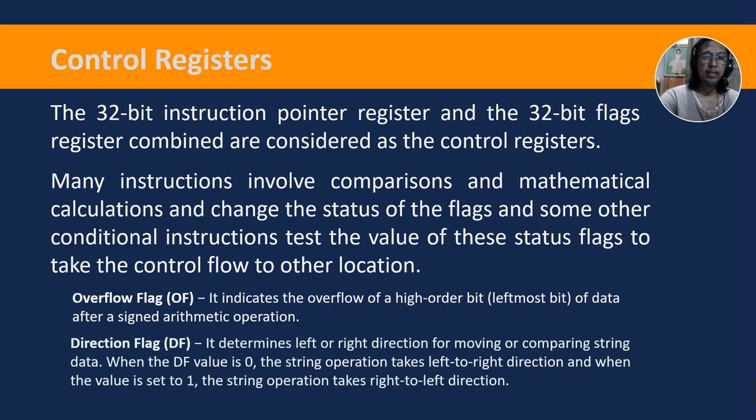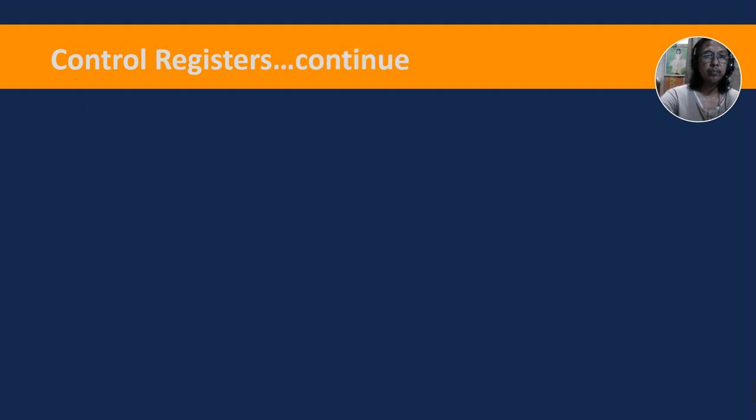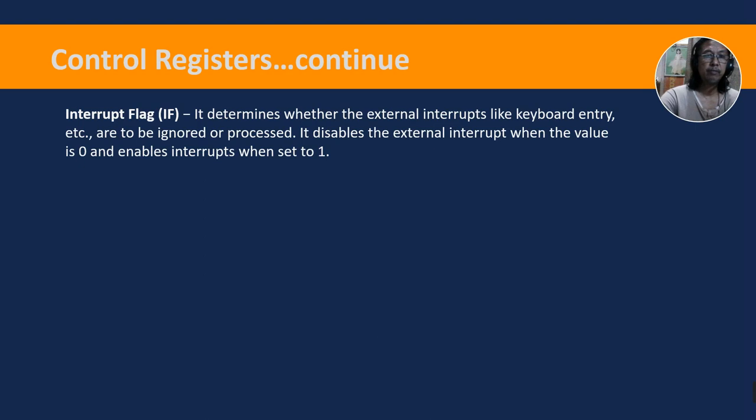You have the direction flag. It determines left or right direction for moving or comparing string data. When the DF value is 0, the string operation takes left-to-right direction, and when the value is set to 1, the string operation takes right-to-left direction. To continue, you have the interrupt flag. It determines whether the external interrupts, like keyboard entry, etc., are to be ignored or processed. It disables the external interrupt when the value is 0 and enables interrupts when set to 1.